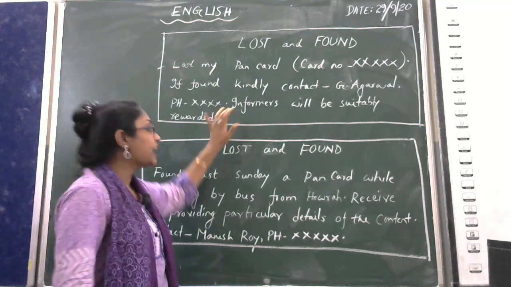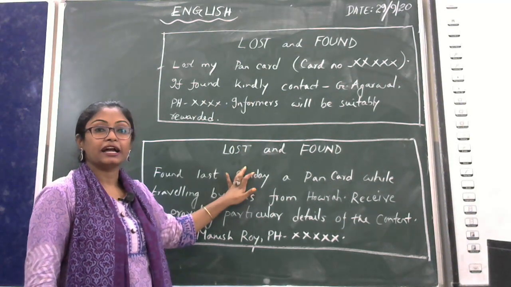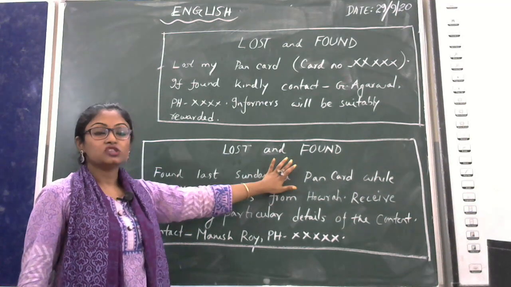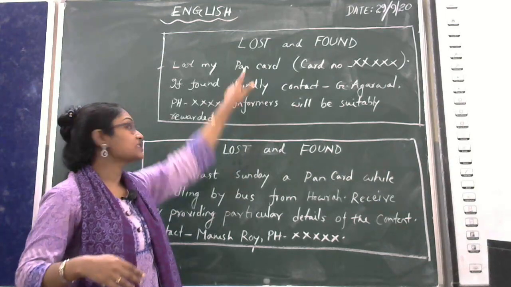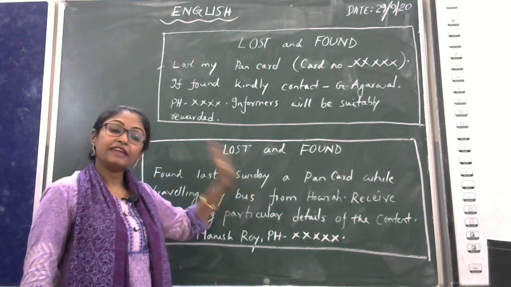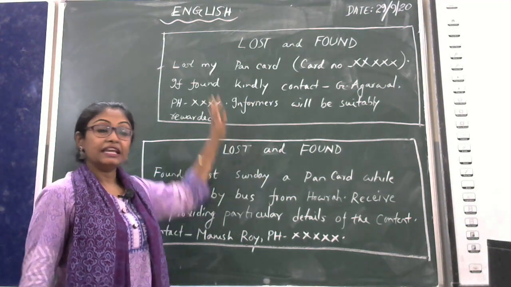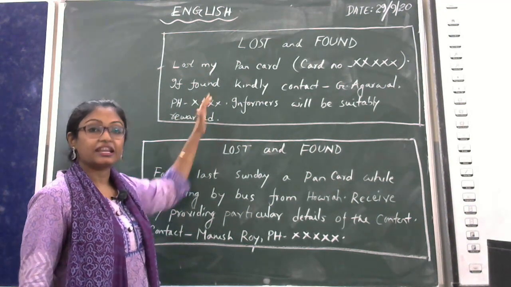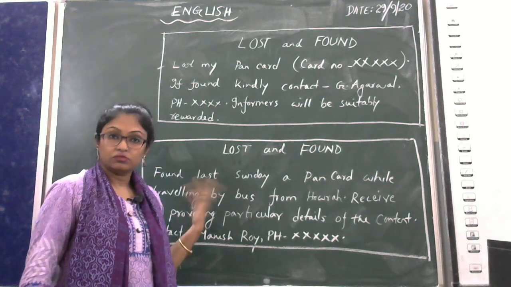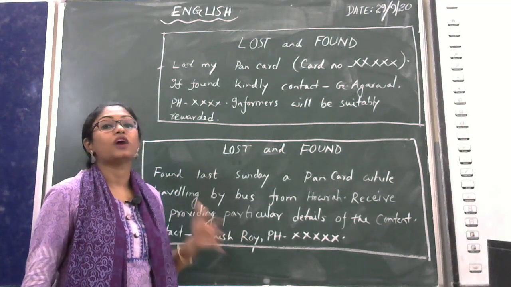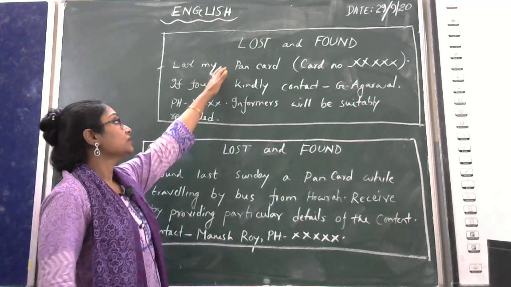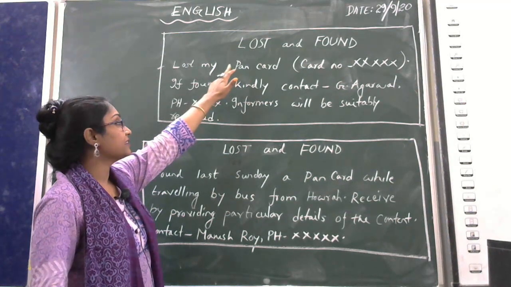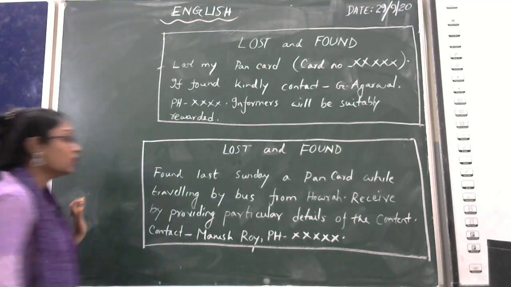Whatever the advertisements are, the title is always lost and found. It always comes under lost and found. In the main part, in the body, you have to write whether you have lost that thing or whether you have found that thing. So the title is always lost and found. I have already written the title, that is lost and found. Now focus on this.